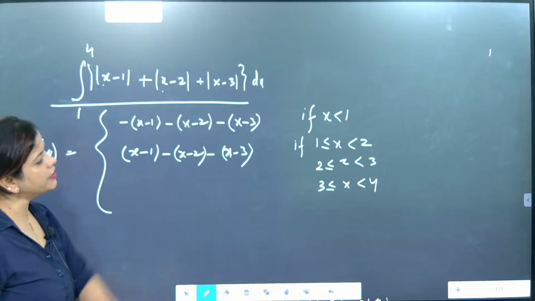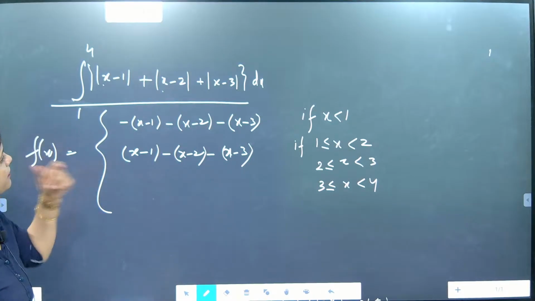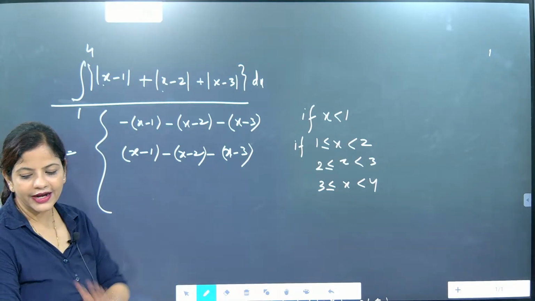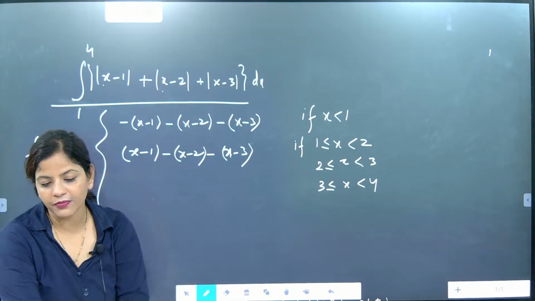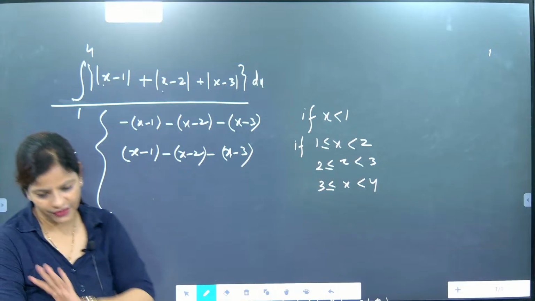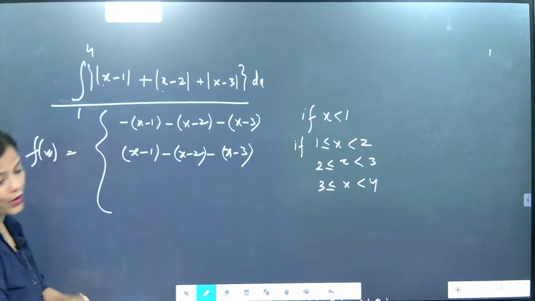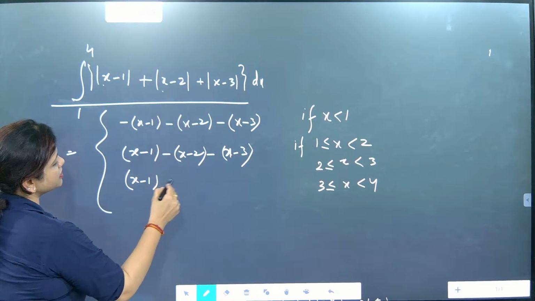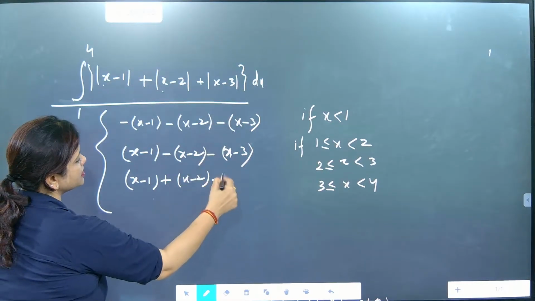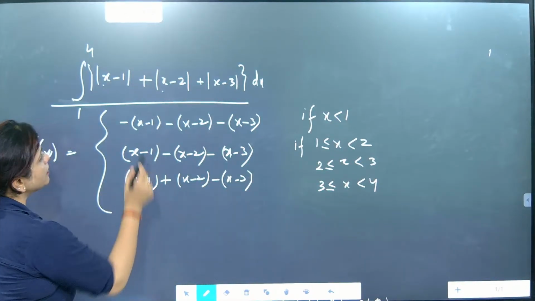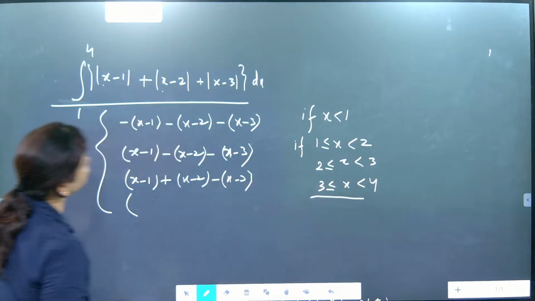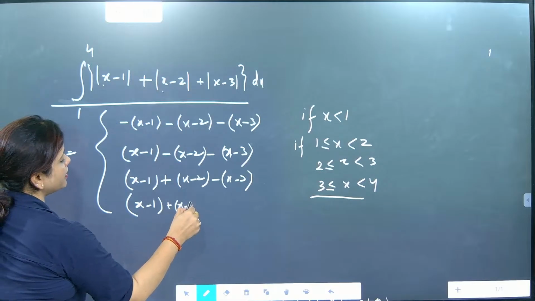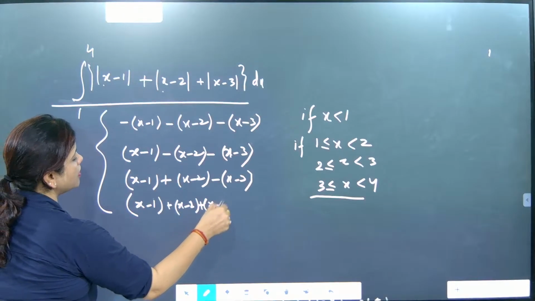Now the third interval, between 2 to 3. If we take a number between 2 to 3, the number will be 2.5. So 2.5 minus 1 will be positive, 2.5 minus 2 is also positive, and 2.5 minus 3 is negative, so minus (x minus 3). Now for 3 to 4, any number, say 3.5, all will be positive. So x minus 1 plus x minus 2 plus x minus 3, all are coming as positive.